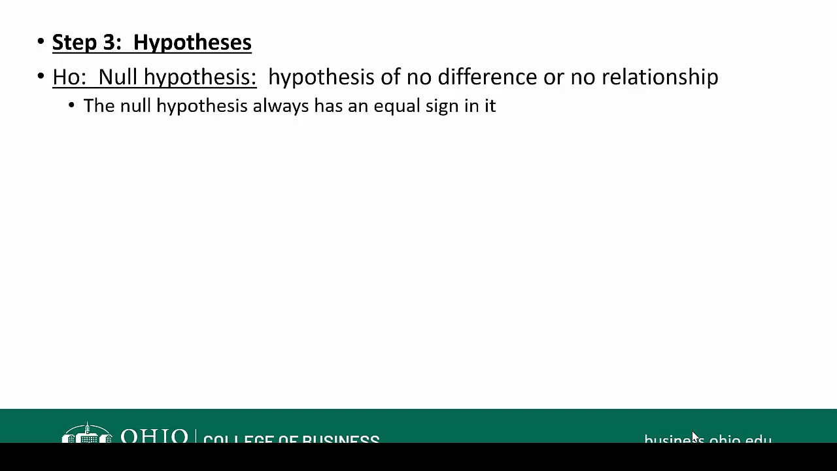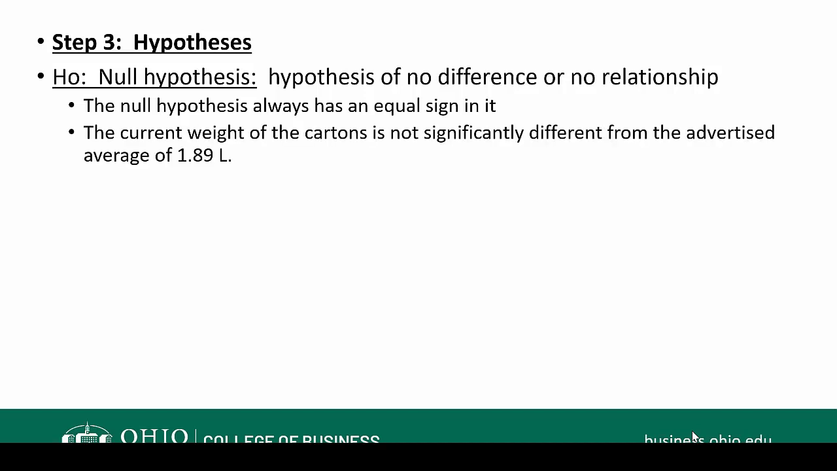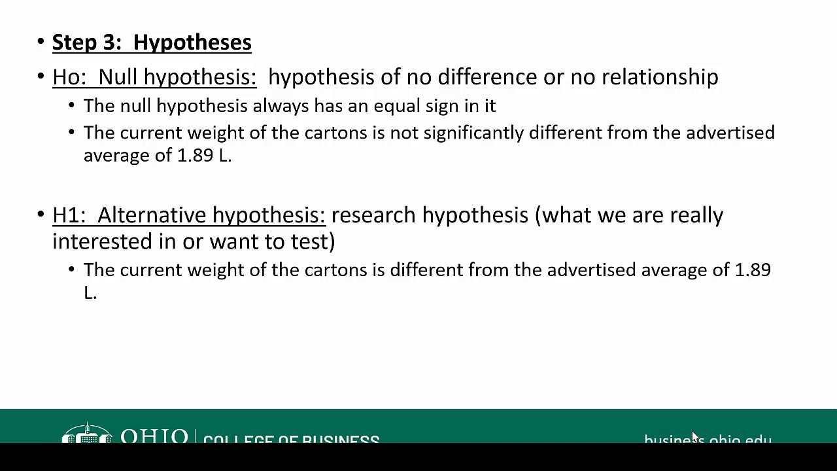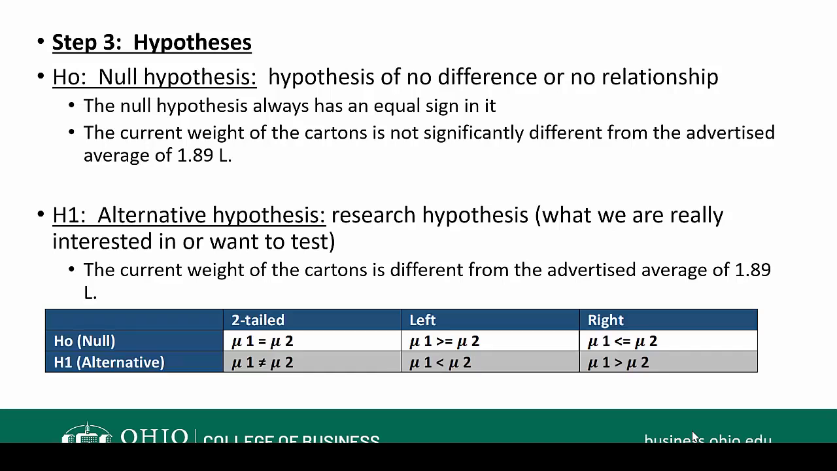The third step is the hypotheses. Again, these were covered in the previous video. As a reminder, all tests contain two hypotheses, the null and the alternative. The null hypothesis is the hypothesis of no significant difference, and the alternative hypothesis is the research hypothesis. In our problem, the null hypothesis would be the current weight of the cartons is not significantly different from the advertised average of 1.89 liters. The alternative hypothesis would be that the current weight of the cartons is different than the advertised weight of 1.89 liters. If you look at this table, you can see the hypotheses and symbols.